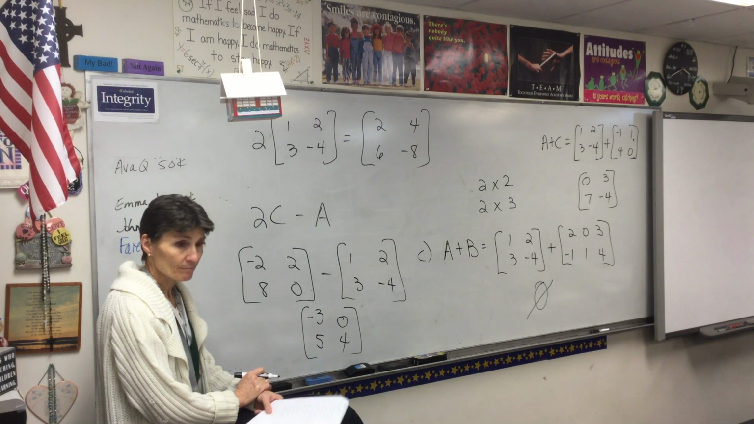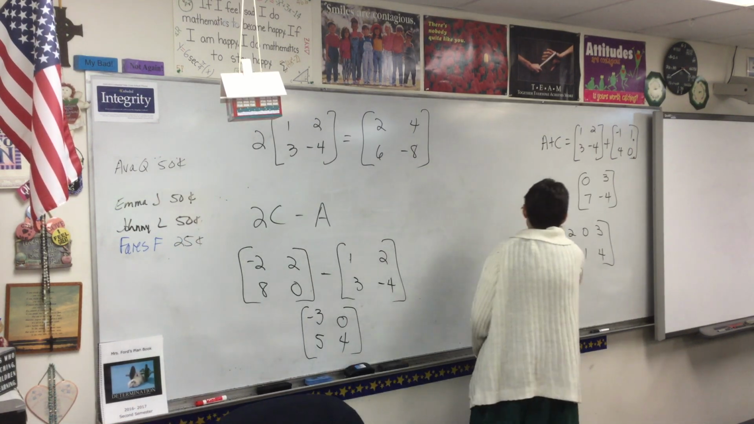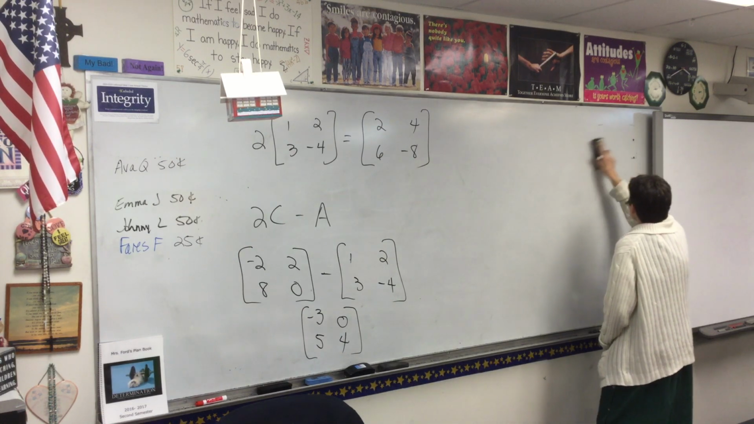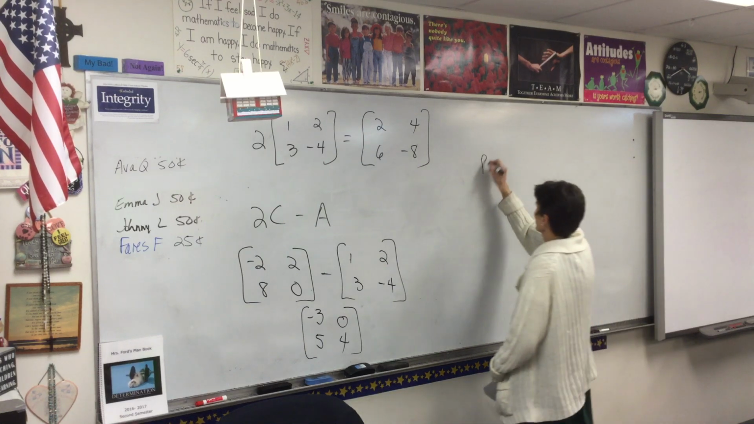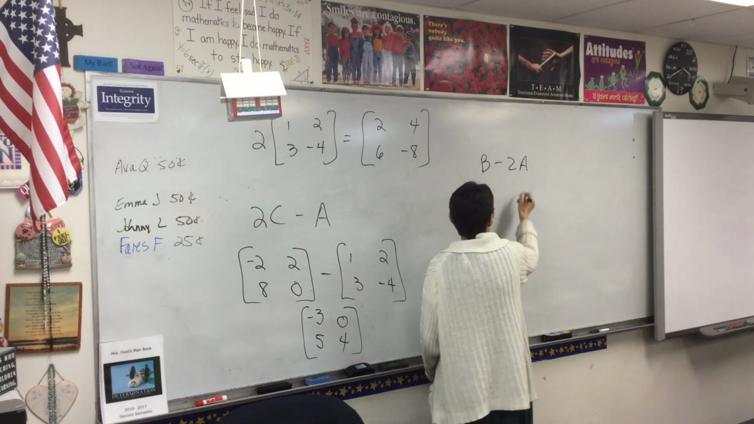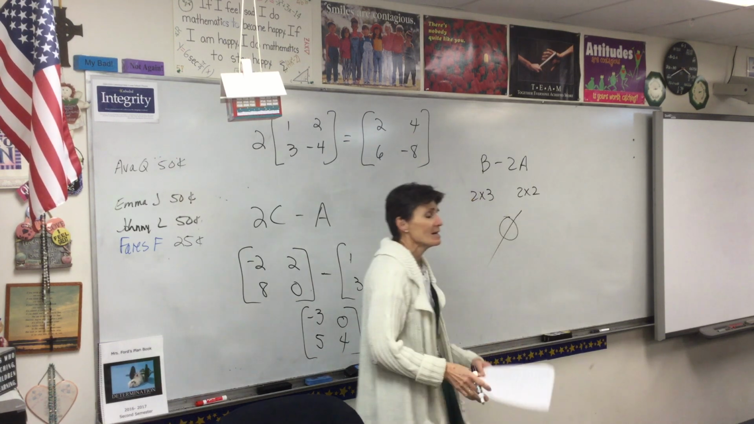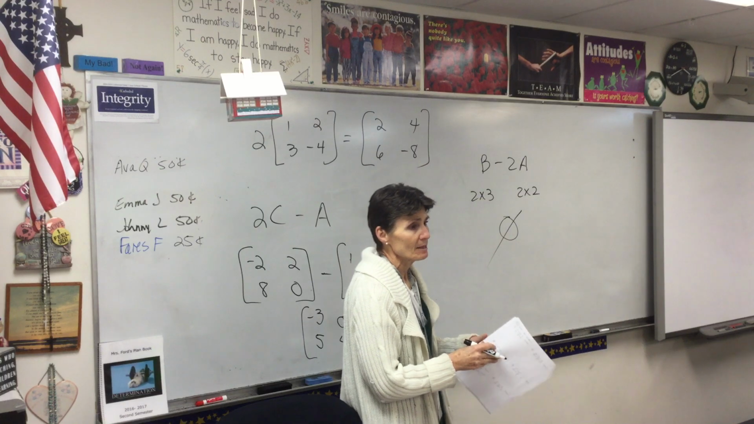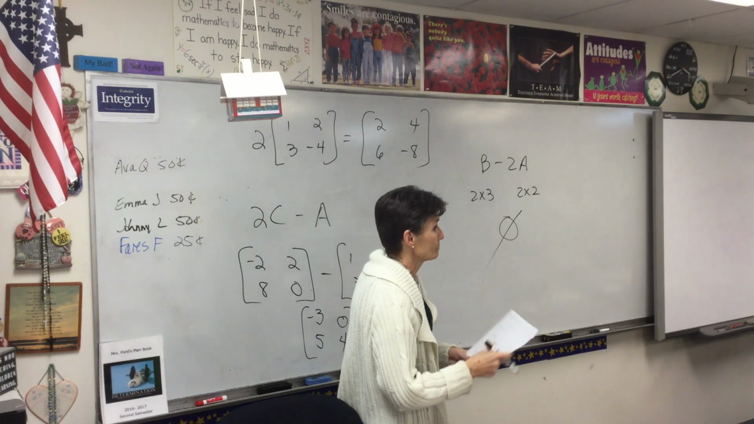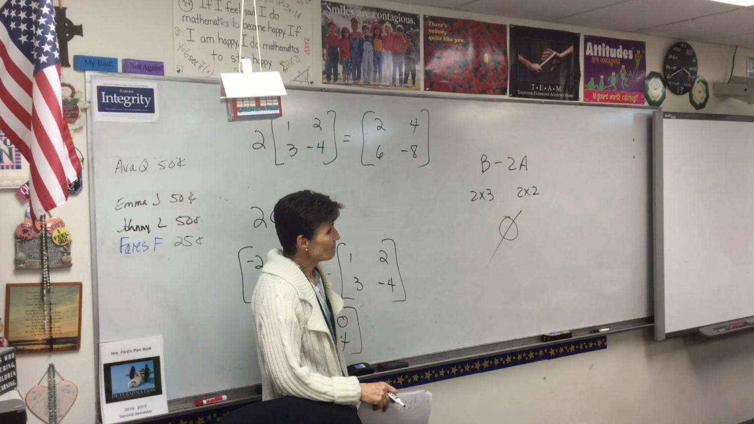Everybody okay with that? All right, now we got B minus 2A. What do you think about B minus 2A? Can't do it, guys. How big is B? This is a 2 by 3. How big is A? A 2 by 2. You cannot add or subtract unless they are the same size. They're not, so you can't do it. All right, everybody clear on that?